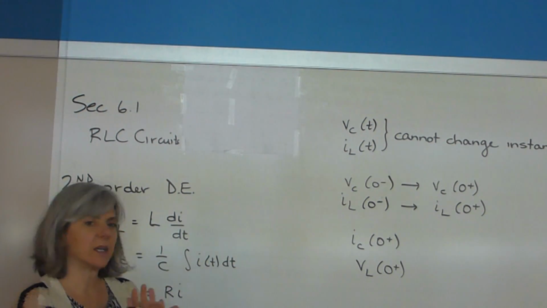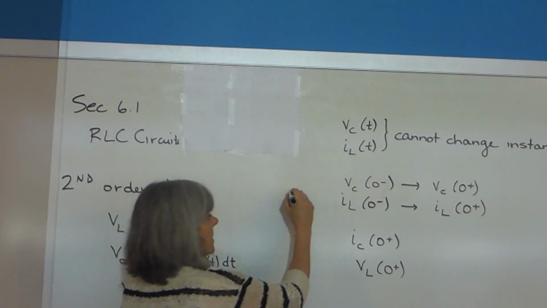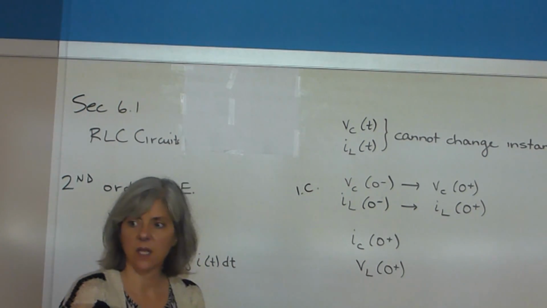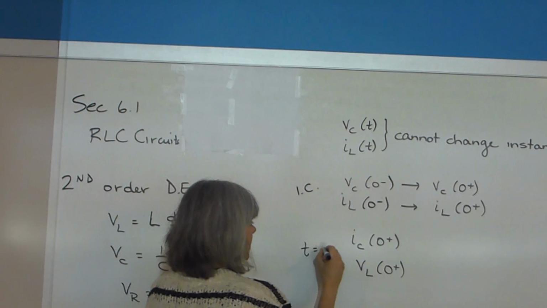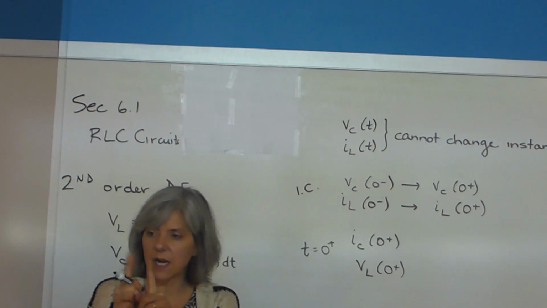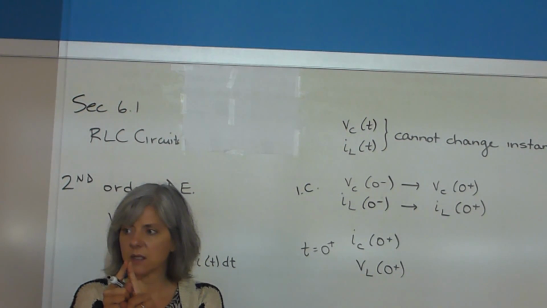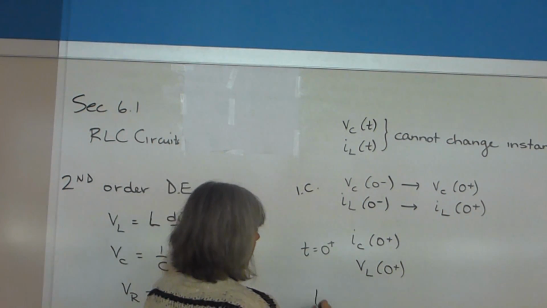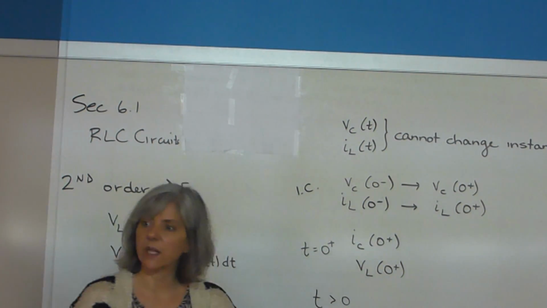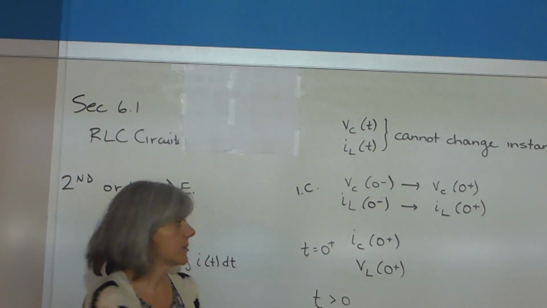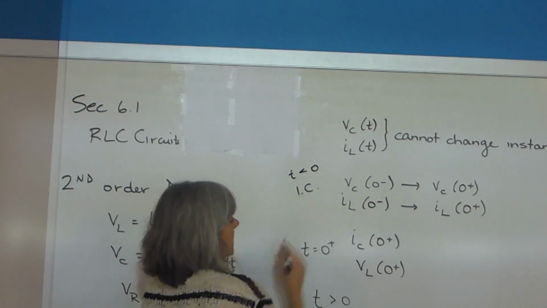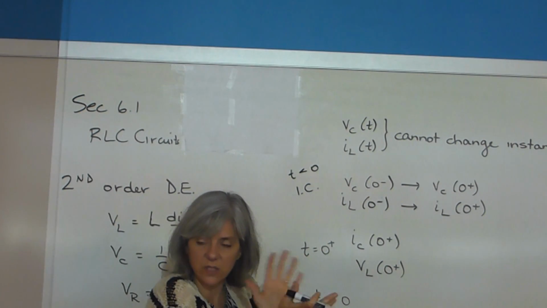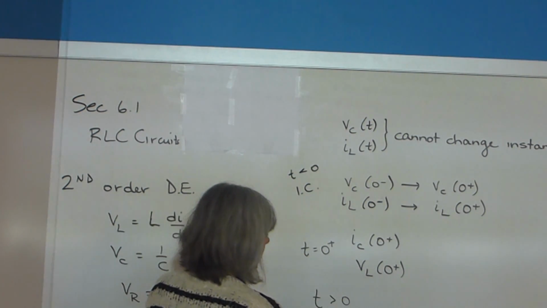So we're really going to have kind of three circuits. We're going to have our initial condition circuit. We're going to have our t equals 0 plus, just that tiny slice of time when these have not changed, and so I can find those. And then we're going to have a t greater than 0, and that's going to be our response circuit. So t less than 0, initial, t right at the change, just the instant after the change, and then t greater than 0 is our response circuit.